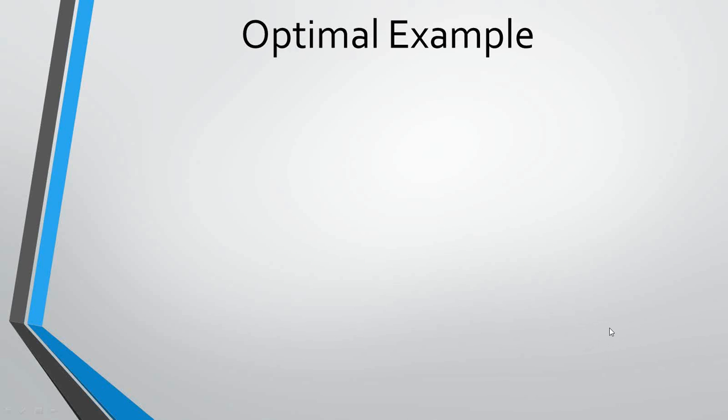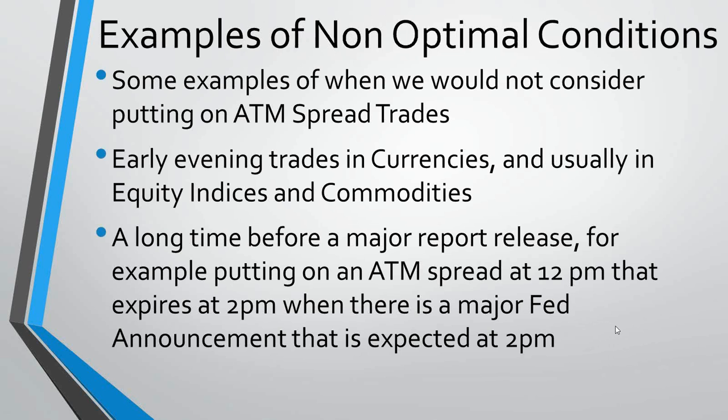Just want to go back to that last slide real quick, because before we go into the optimal conditions, which are obviously going to be pretty much the opposite of the non-optimal conditions, this last one's a very important example of having a strategy before you just come out and trade on reward to risk. If you're putting on an at-the-money spread at 12 p.m. that expires at 2, when there's a major Fed announcement expected at 2, and you don't know that as part of your strategy, well, guess who does? It's the market makers, and the people trading the other side of that.